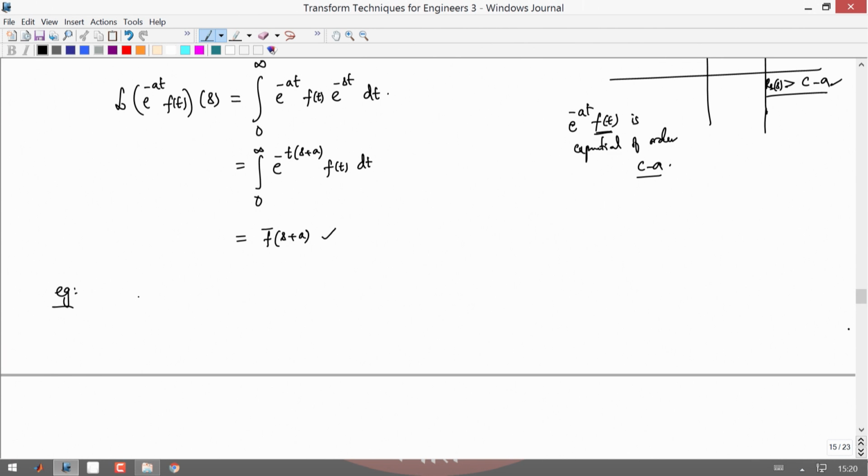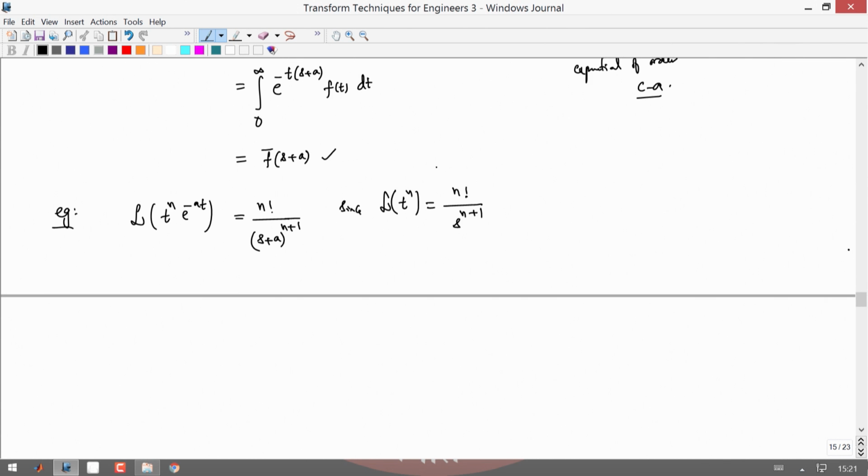For example, what is the Laplace transform of t power n e power minus a t? You know the Laplace transform of t power n is n factorial divided by s power n plus 1. Because of this property, the Laplace transform here is n factorial divided by s plus a power n plus 1.